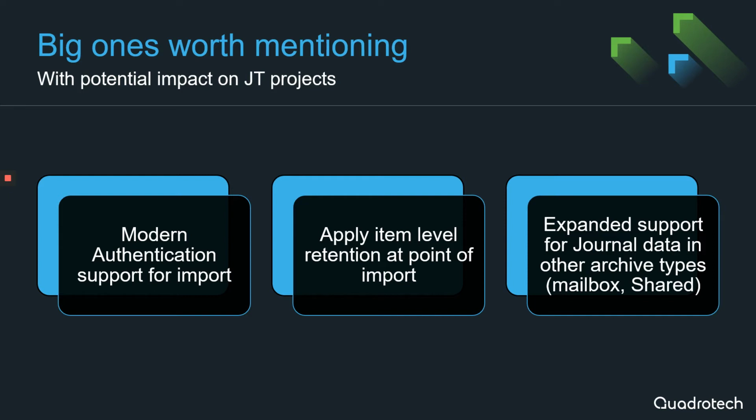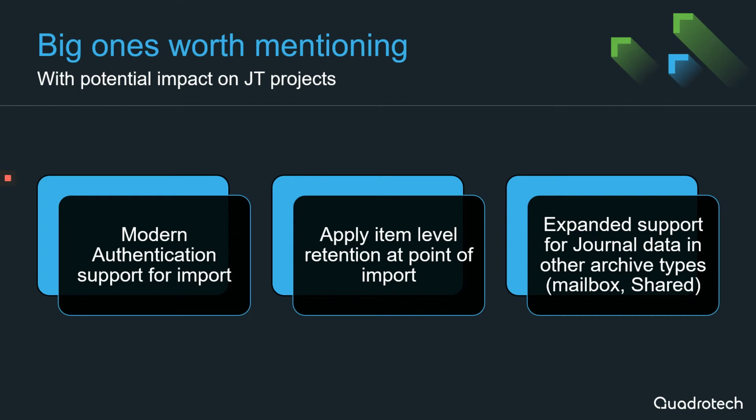Perhaps a large and not obvious benefit to people performing journal migrations is the ability to apply item-level retention at the point of import of an item. I'm not aware of any competitors that can perform this functionality. Frequently, people who are seeking this need it.